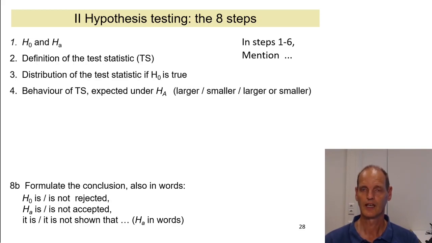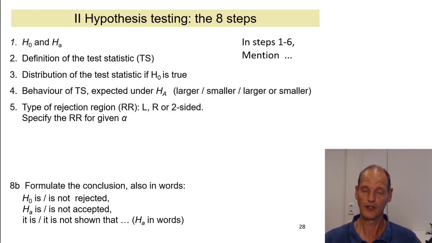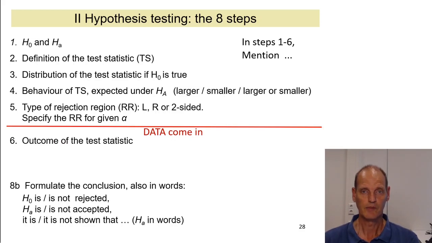It's not very exact, but we expect larger values, or we expect smaller values than under the null hypothesis. And that depends on the alternative hypothesis and also on the type of test statistic. Based on step 4, we conclude that we should use a right-sided rejection region, a left-sided rejection region, or a two-sided rejection region. And we have to specify that rejection region for the given alpha. In a moment we'll see an example of this.